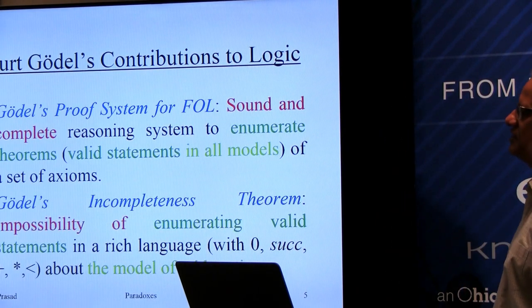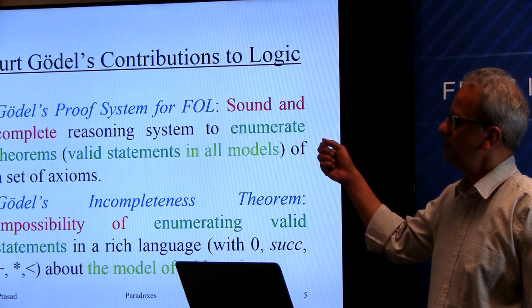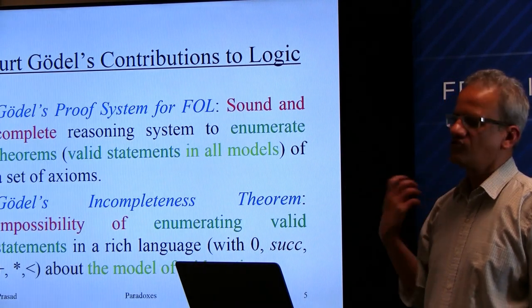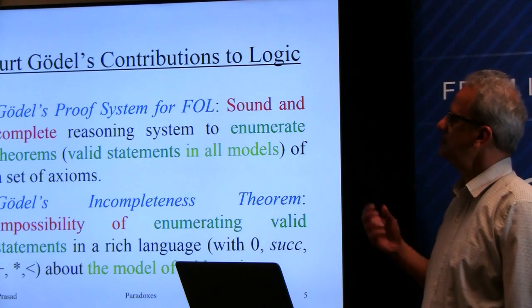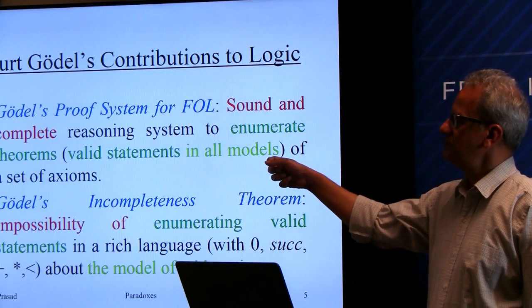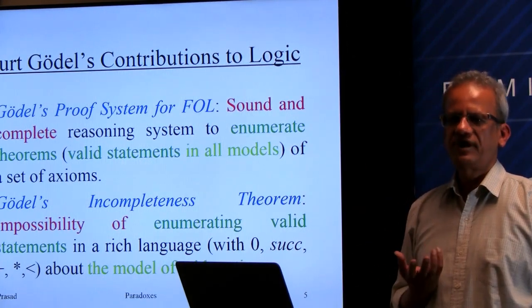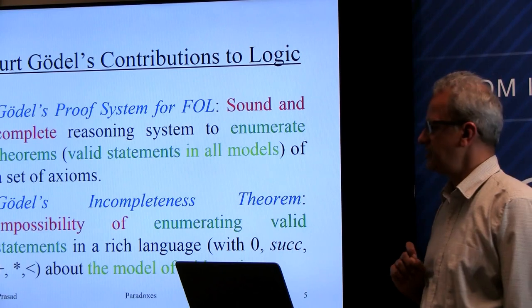Okay, so let me get to the two contributions. The first one I already mentioned. The first was that Gödel defined a proof system that was sound and complete, that would enumerate all valid statements in all models of a set of axioms. So that was the first thing that we already discussed.